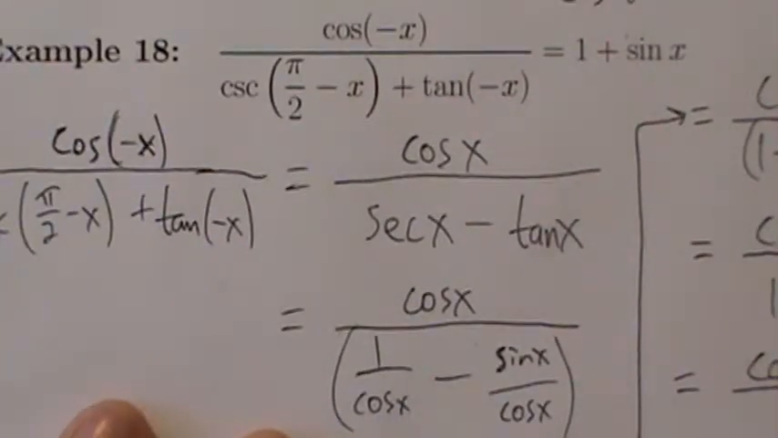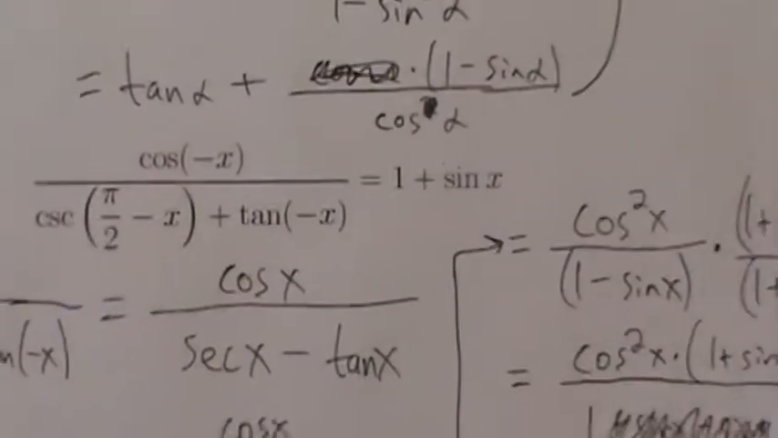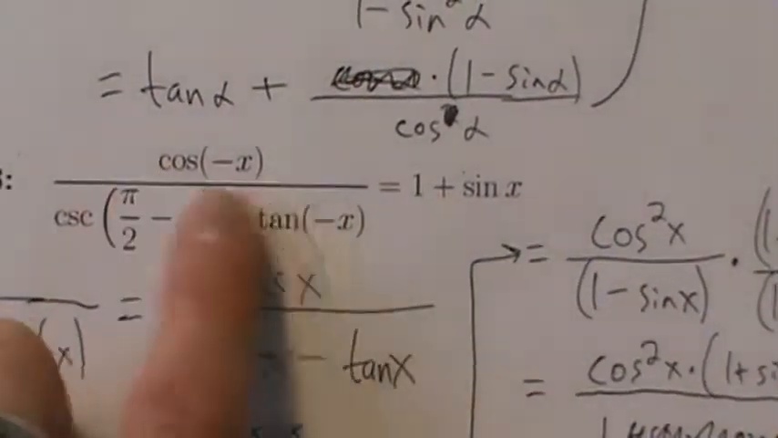So anyway, that's example 18 with trig identities. Establishing this identity here showed that this mess equals 1 plus sine of x, and that's what we got. So check mark, we're good to go. And that's example 18.